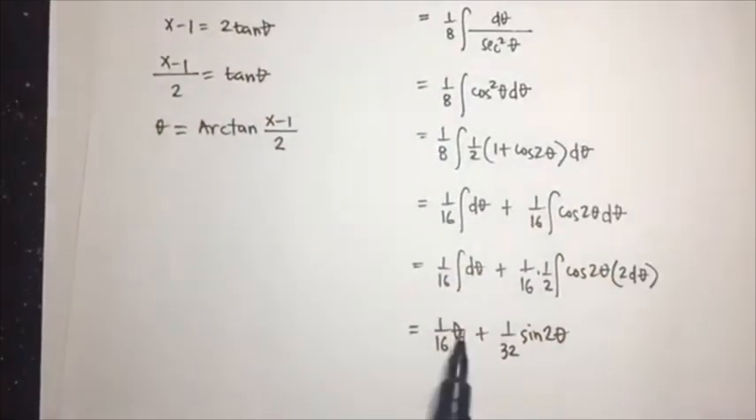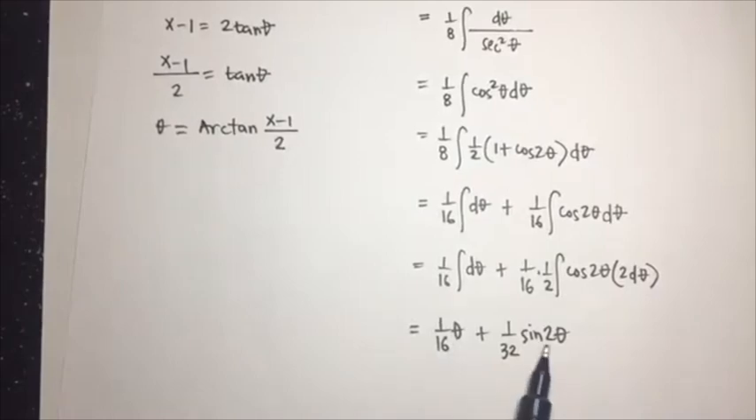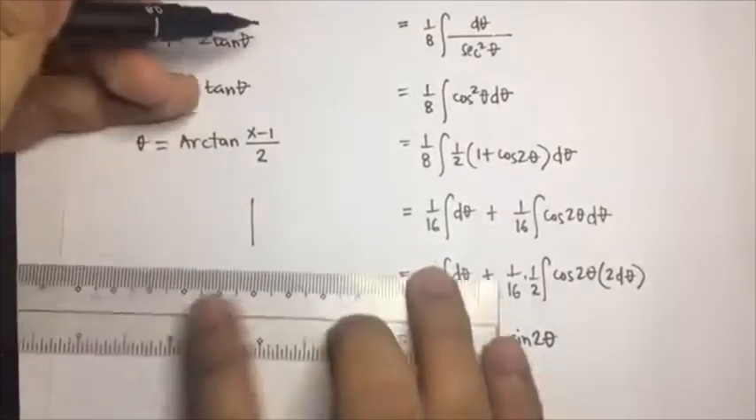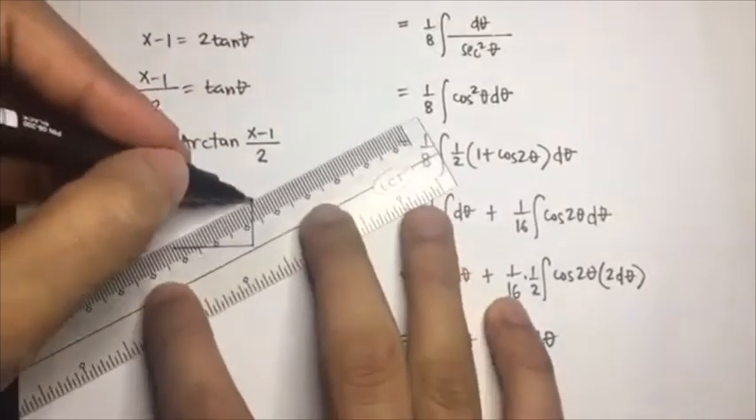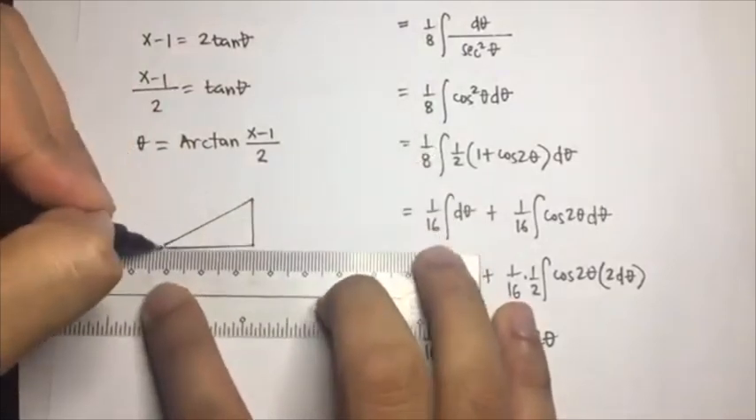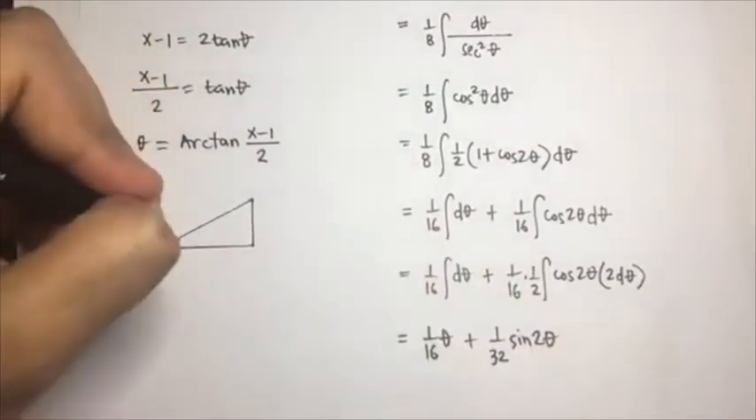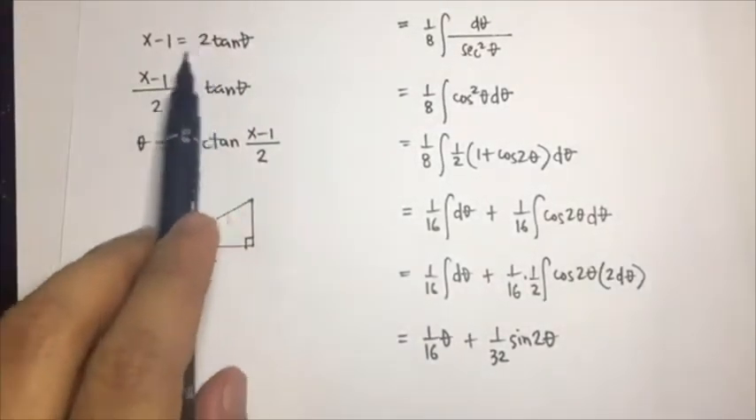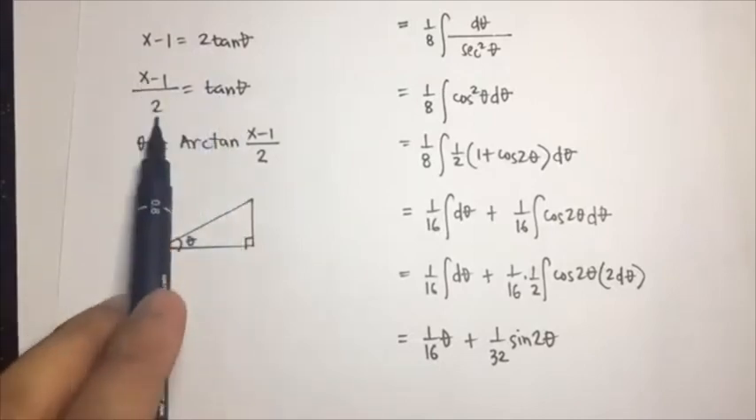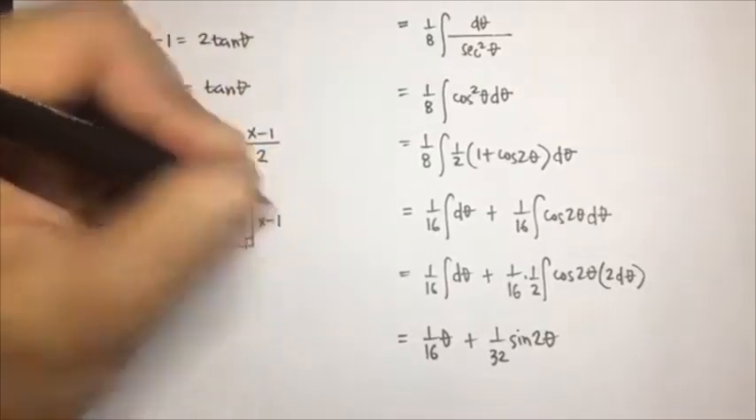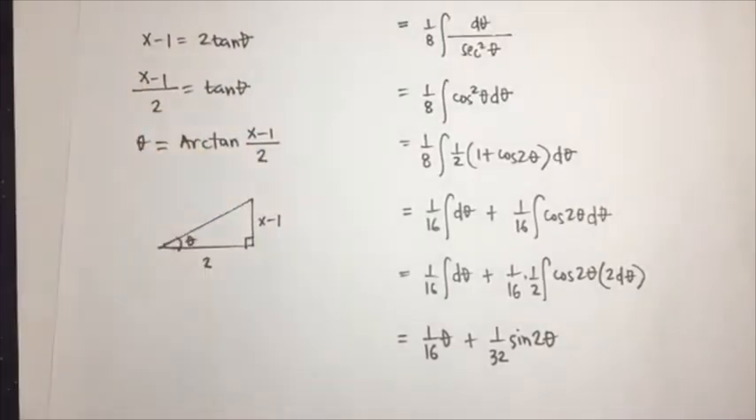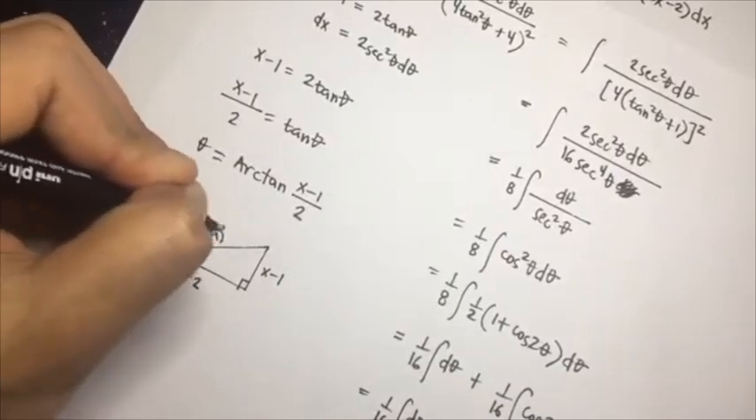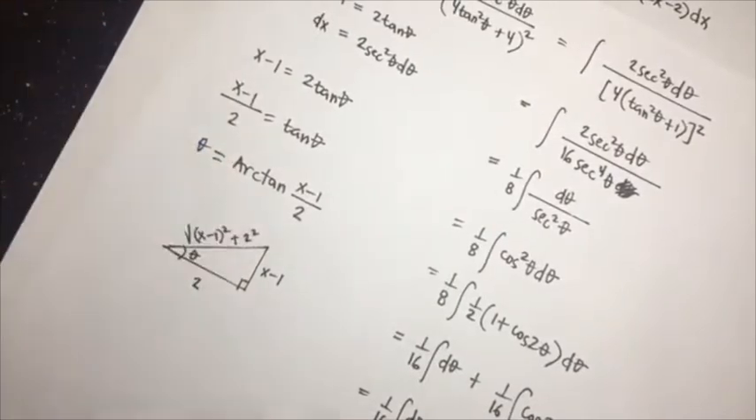Okay, so to solve for sine 2 theta, we will construct the triangle. If this is our theta, tangent theta is equal to opposite over adjacent. Therefore the opposite side is x minus 1, the adjacent side is 2. By the Pythagorean theorem, the hypotenuse will be the square root of (x minus 1) squared plus 2 squared.